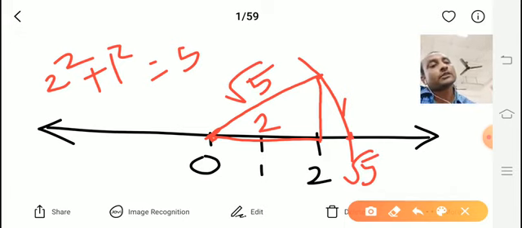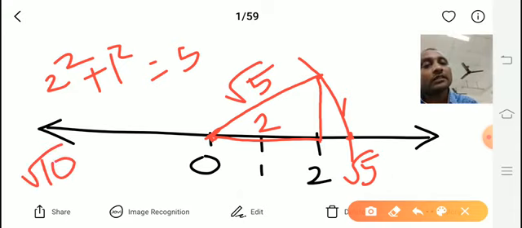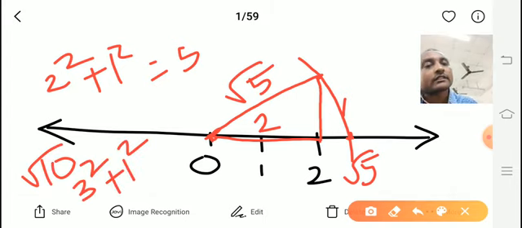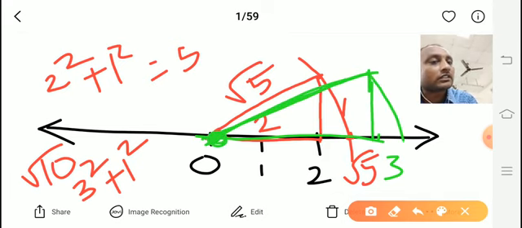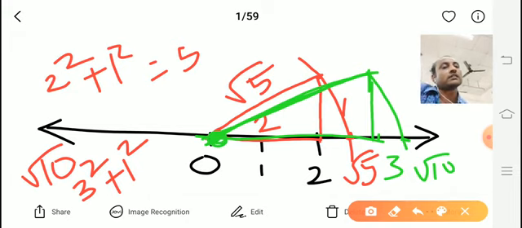For example, if we wanted to put root 10 on the number line, 10 can be written as 3 square plus 1 square. So take 3 units on the number line, and here draw 1 unit, and then join this. This length is root 10. With 0 as center, draw an arc, then this is root 10. Like that you can represent any irrational number on the number line which is in the form of square root of a natural number.